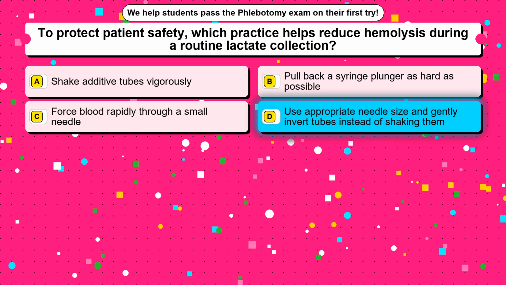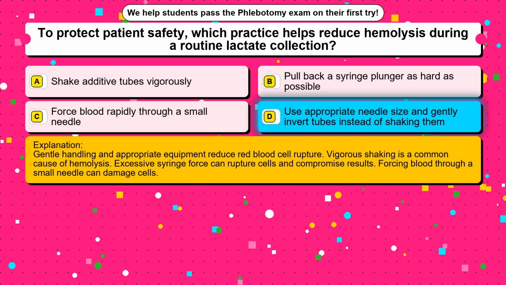The correct answer is option D. Use appropriate needle size and gently invert tubes instead of shaking them. Gentle handling and appropriate equipment reduce red blood cell rupture. Vigorous shaking is a common cause of hemolysis. Excessive syringe force can rupture cells and compromise results. Forcing blood through a small needle can damage cells.